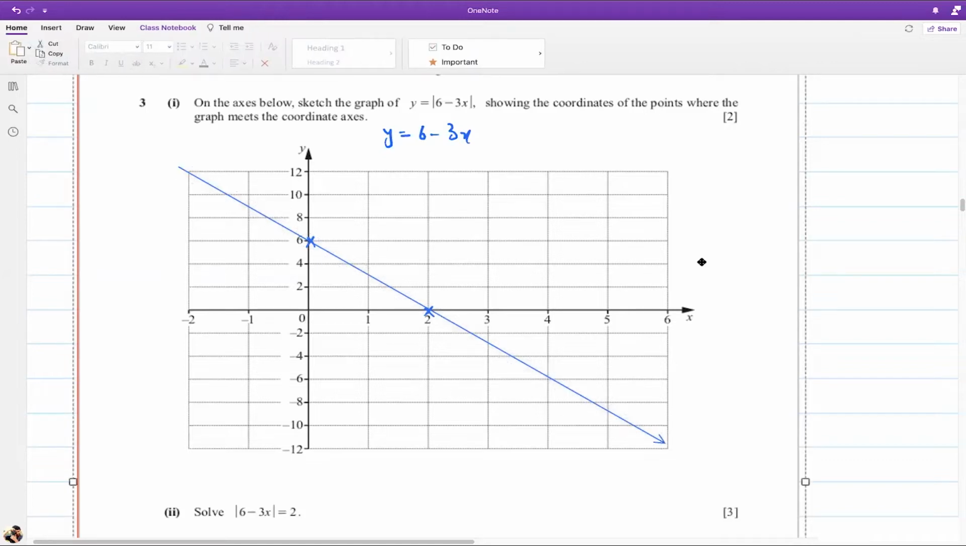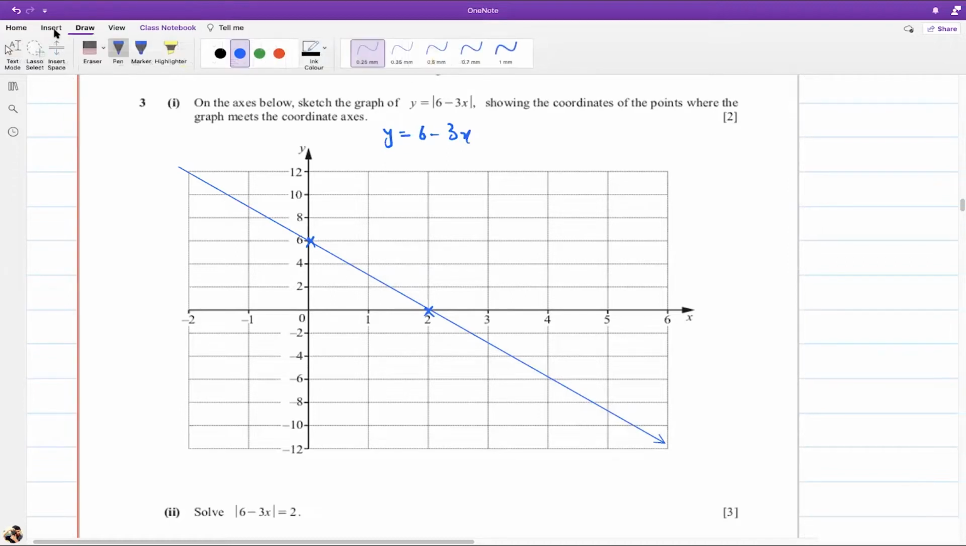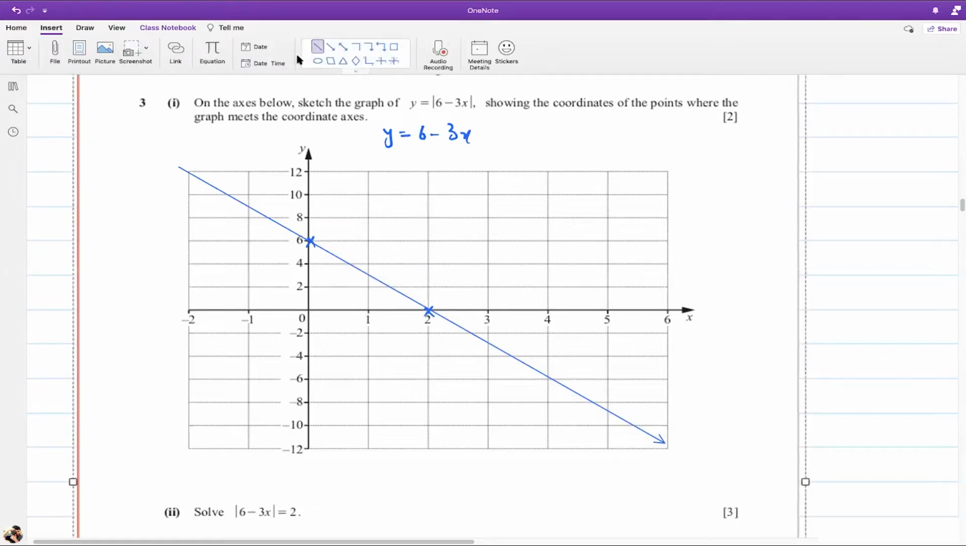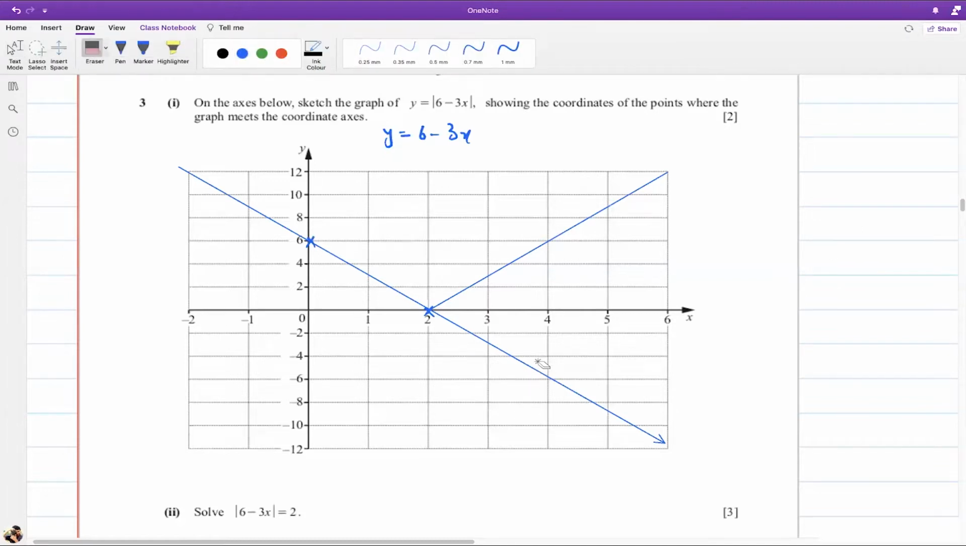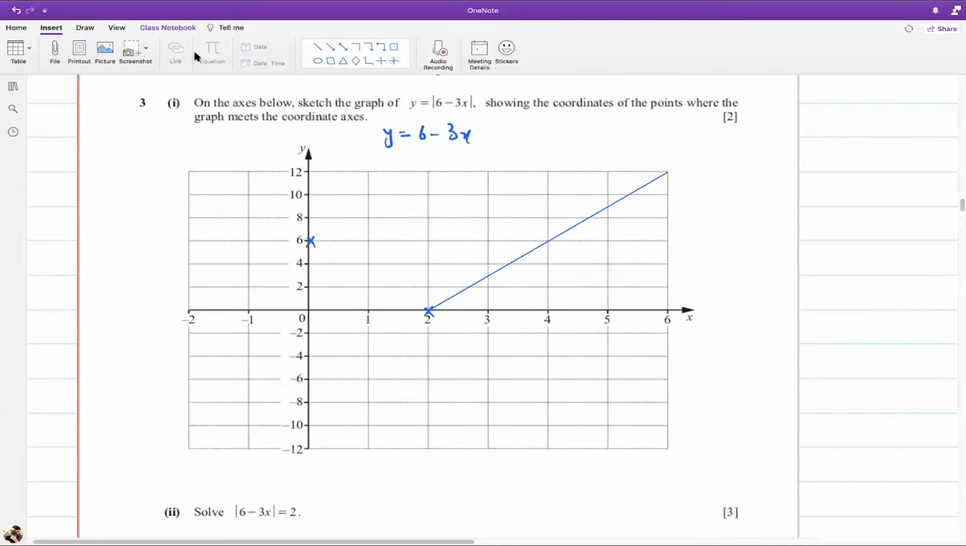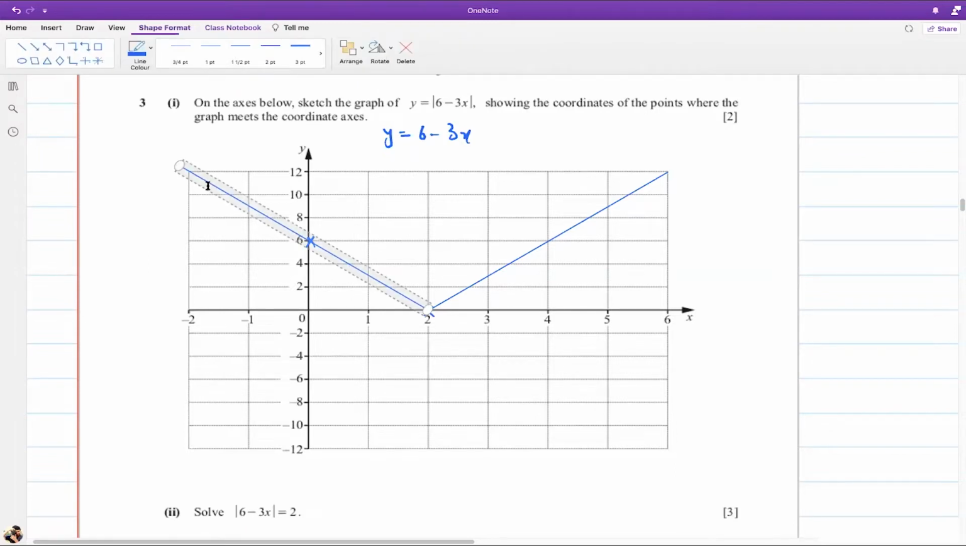Now the problem with this line is that it is not incorporating the modulus. So when I have to use the modulus, all I have to do is reflect the part that is below the x-axis. इसको मैं reflect कर दूंगा और मैं कहूंगा कि यहाँ पे 12 तक चला जाएगा. That's it. ठीक है? तो मेरे पास फाइनल आंसर क्या होगा कि मैं इसको यहाँ से डिलीट कर दूंगा. This gets deleted and just this part remains. ठीक है? And that's my graph.